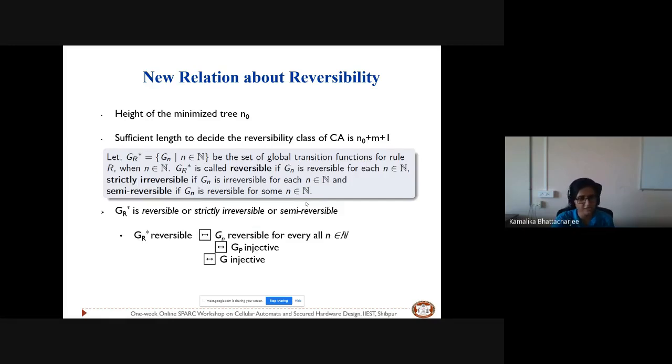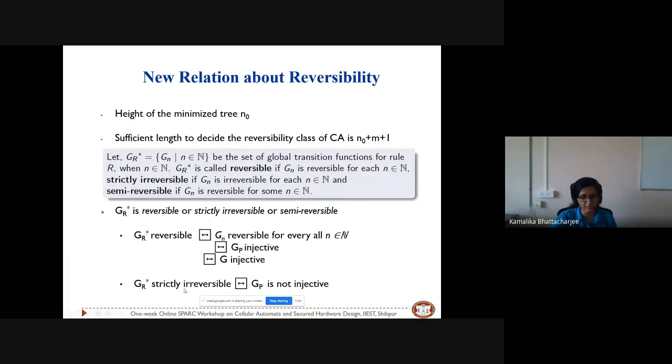If G_R star is reversible, that means G_n is reversible for every n. That also means G_P is going to be injective, from the relation between periodic configuration and periodic boundary configuration, and from the equivalence with periodic configuration, you can say that G is going to be injective. Whereas if G_R star is strictly irreversible, that means G_P is not injective. So G will not be injective.